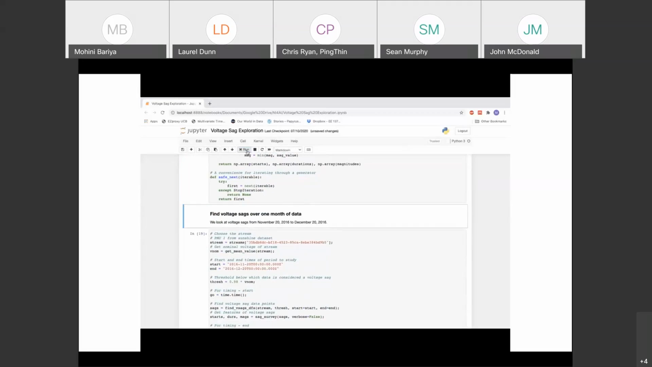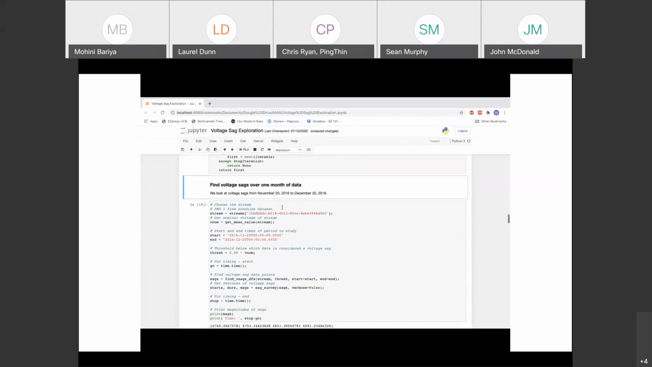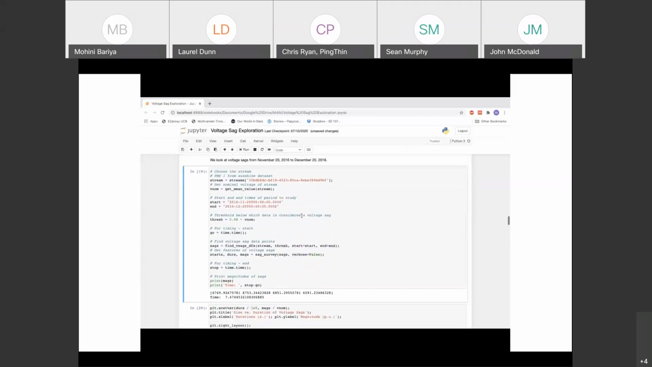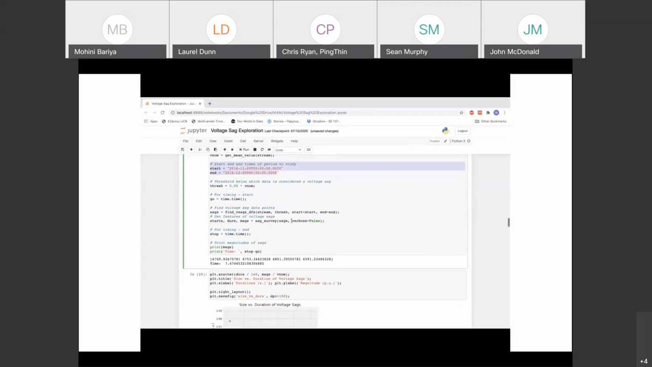So I wrote that function and I run it, and now I can, again, immediately test it on a significant amount of data. So what I'm going to do is test it on 1 month of micro-PMU data. So this is a large volume of data. This month corresponds to the end of 2016. And I'm choosing a more aggressive threshold of 0.98 of nominal to really get more voltage sags during this period.